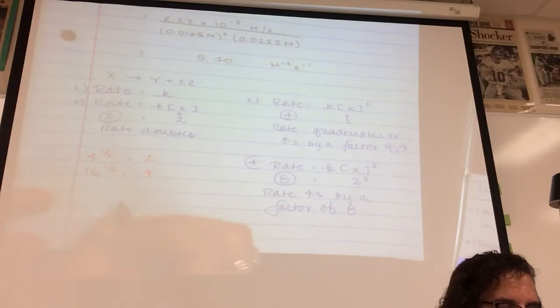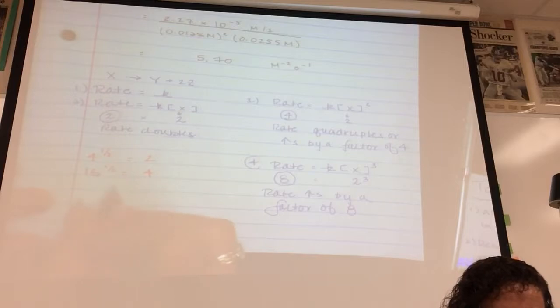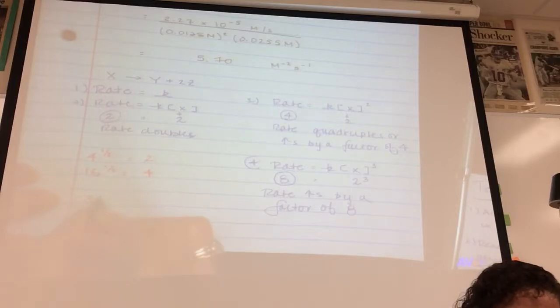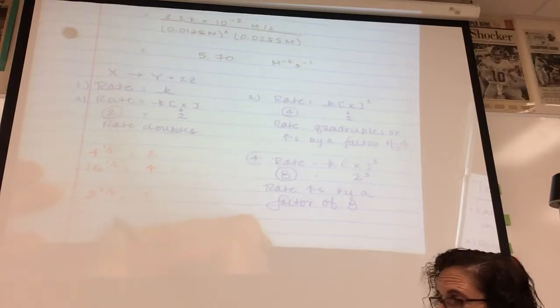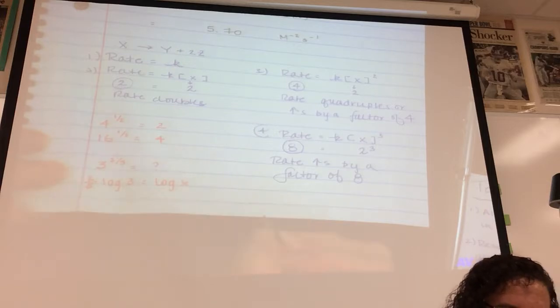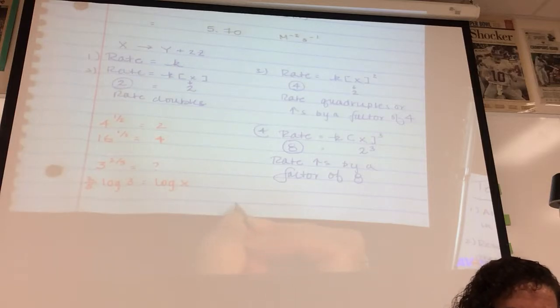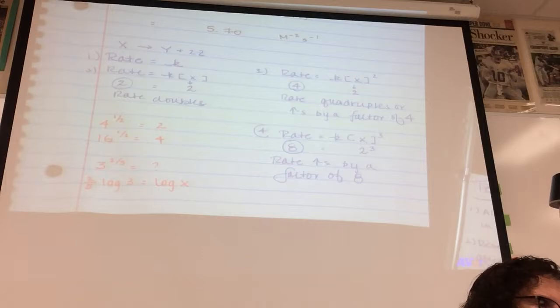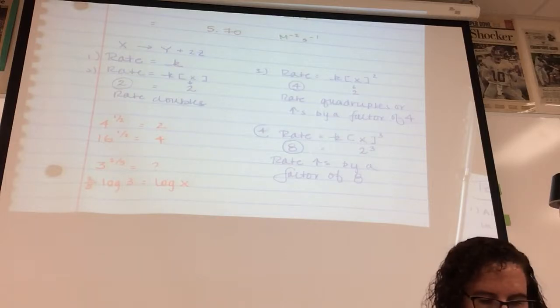If you had, for example, let's say 3 to the 2/5, and you're trying to figure this out, you can do it on a log basis. You can do 2/5 log of 3 is equal to the log of x. And then you can work it out. But it's not going to be that hard. Yeah, it starts to get ridiculous.